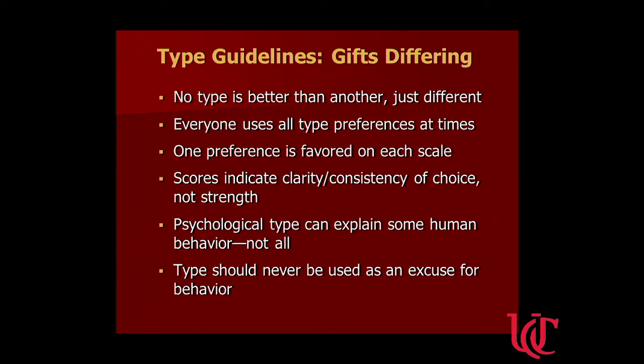Your type should never be thought of as an excuse for behavior. Like, well, I can't help that I walk all over you, I'm a J, that's what J's do. I'm sorry if you feel offended by my decisions. So it should never be used as an excuse for behavior.